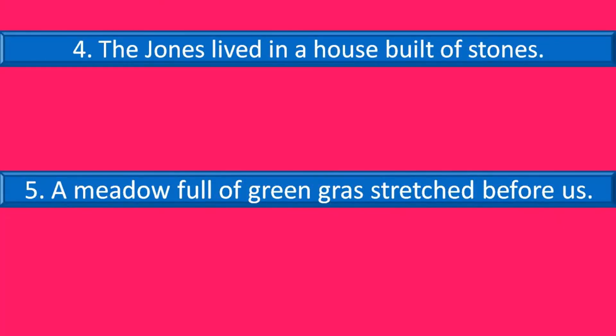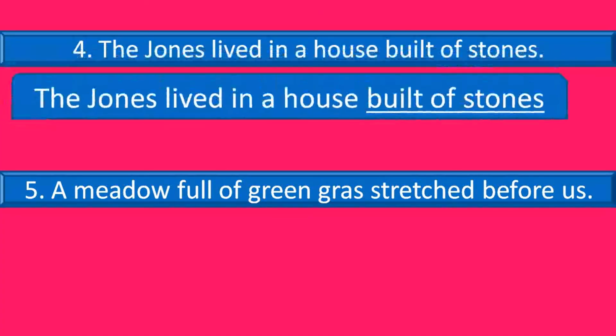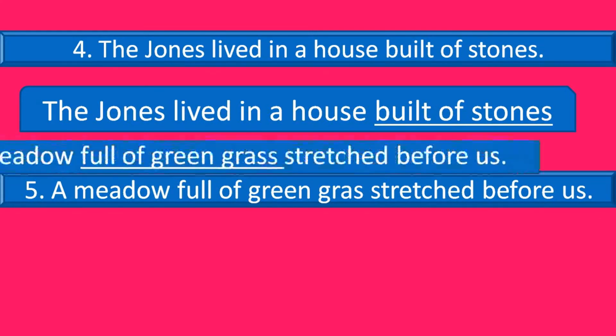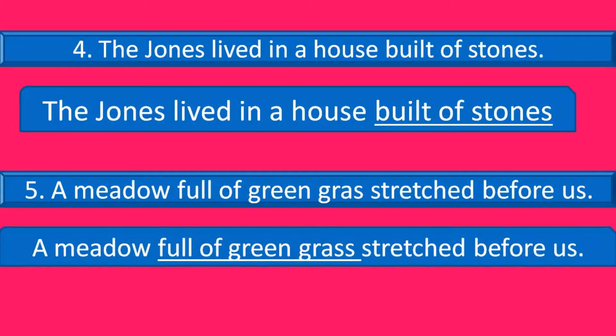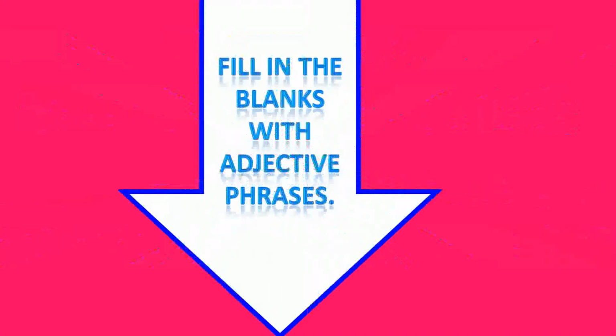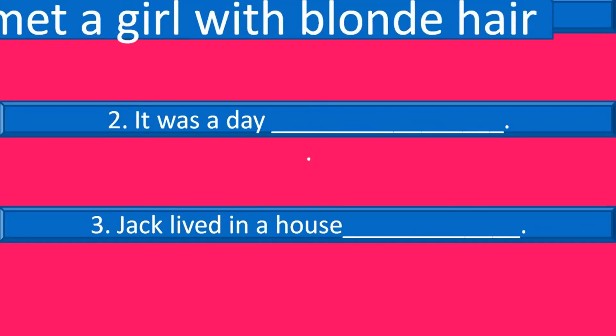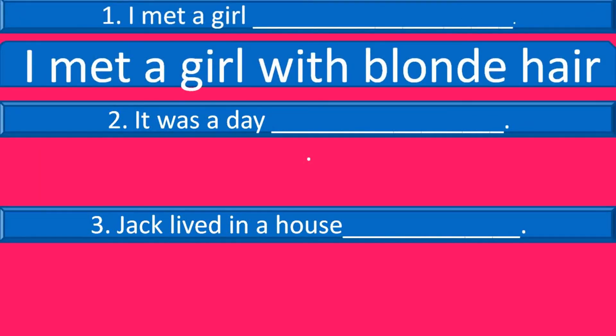Next question. The Johns lived in a house built of stones. Answer is built of stones. A meadow full of green grass stretched before us. Answer is full of green grass. Next question. Fill in the blanks with adjective phrase. I meet a girl Dex. Answer is I meet a girl with blonde hair.